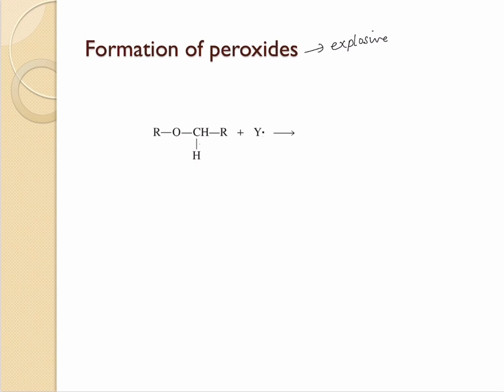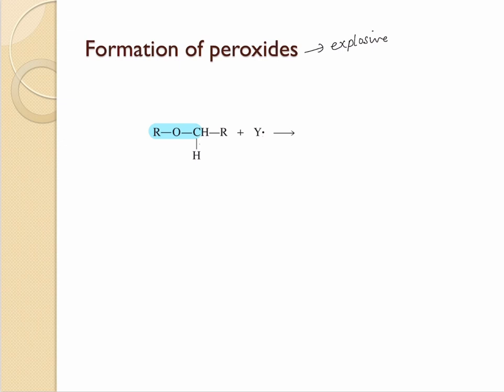Now let's look into the mechanism for the formation of peroxide. In the first step, a chain initiating radical is going to remove the alpha hydrogen from the ether molecule. Now look into this. This is your ether molecule, and if you consider this is your functional group, this carbon right here is the alpha carbon, and the hydrogen that is attached to that carbon is the alpha hydrogen, right? So the chain initiating radical is going to remove this hydrogen first.